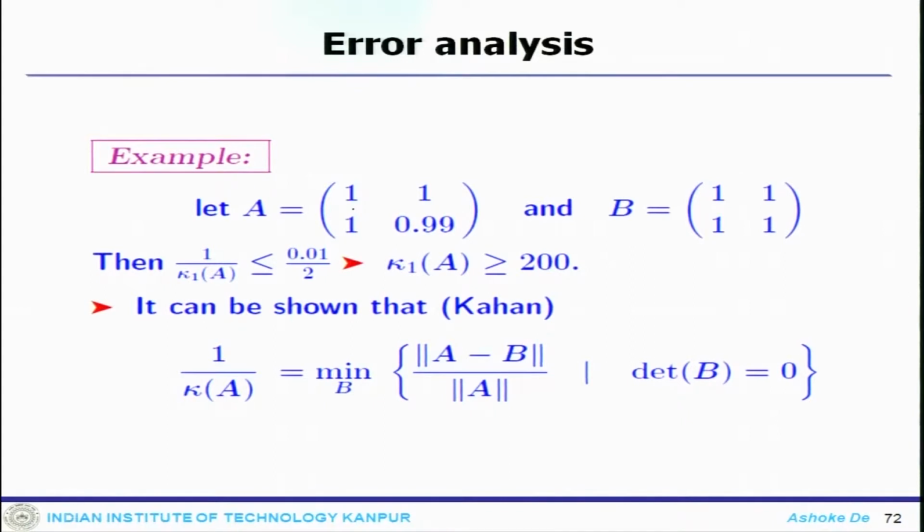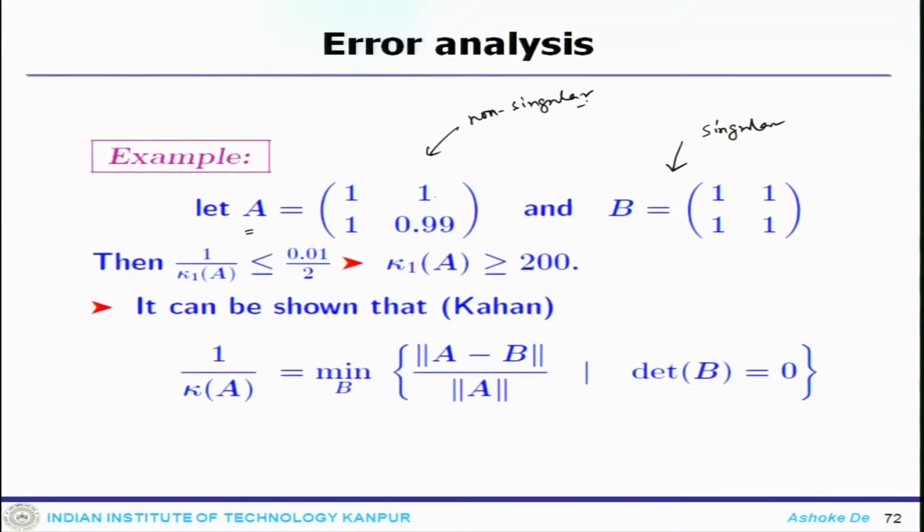Again, you take an example, let us say A equals [1 1; 1 0.99] and B has [1 1; 1 1]. In this case B is singular and A is a non-singular system.